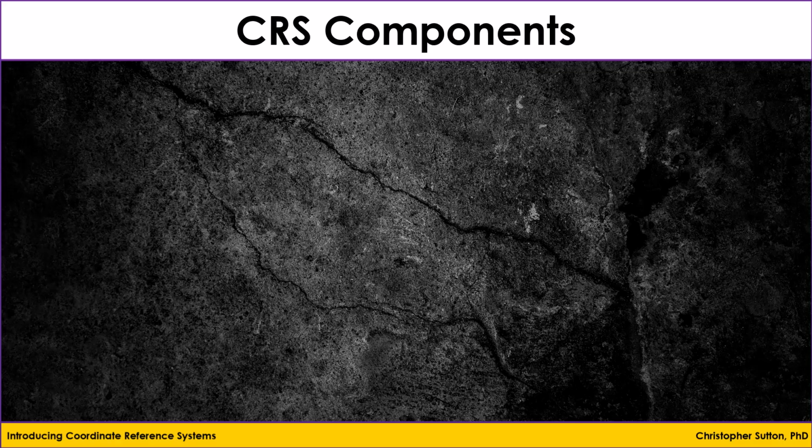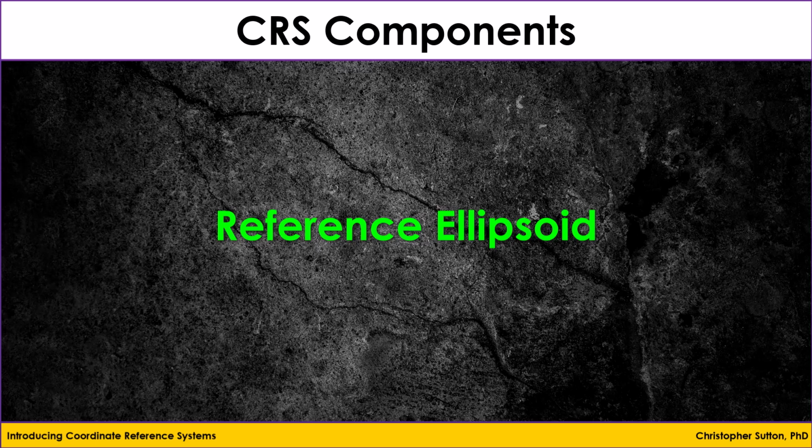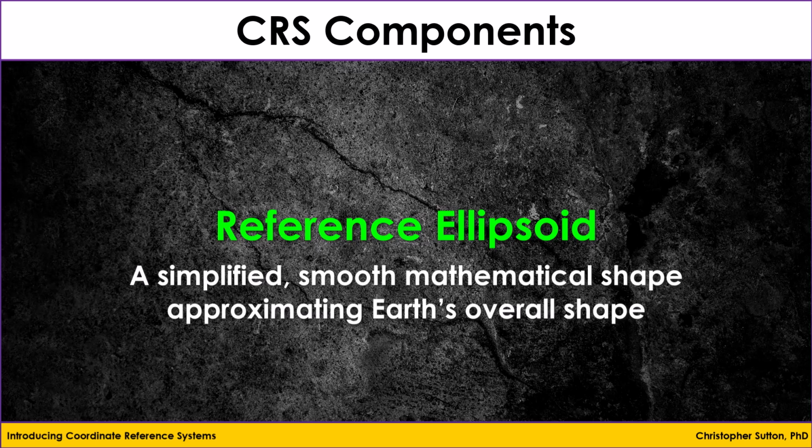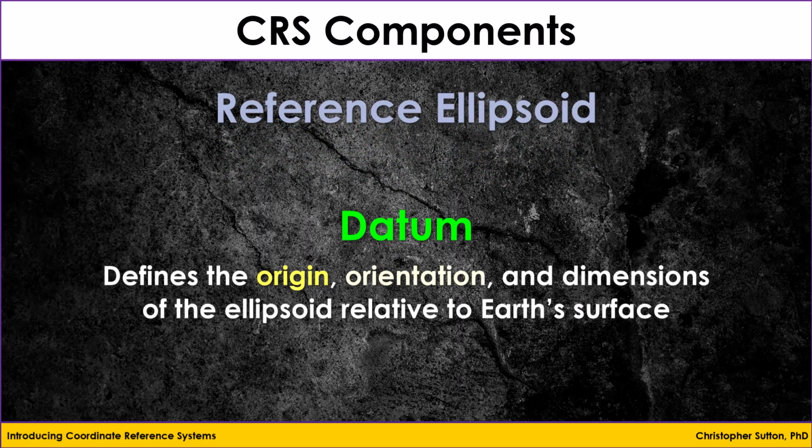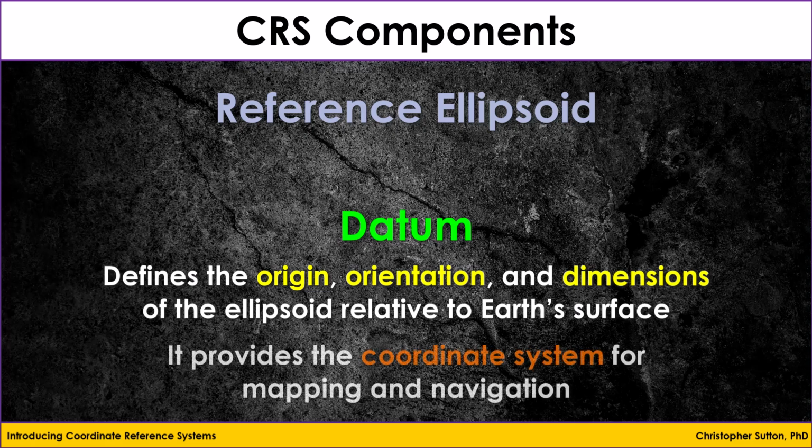The first is a reference ellipsoid, which is a simplified, smooth mathematical shape approximating Earth's overall shape. This model is essential for mapping and geodetic calculations. The second component is the datum. A datum defines the origin, orientation, and dimensions of the ellipsoid relative to Earth's surface. It provides the coordinate system for mapping and navigation. Thus, longitude and latitude positions are derived from a datum.